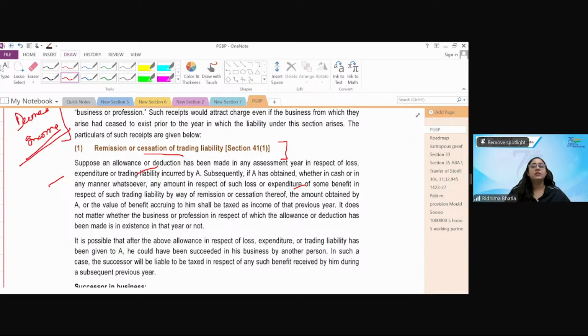And what else? Government loans. If there is a government loan and a drawback happens or something happens or it is waived, that anyway is treated as your income under section 28.